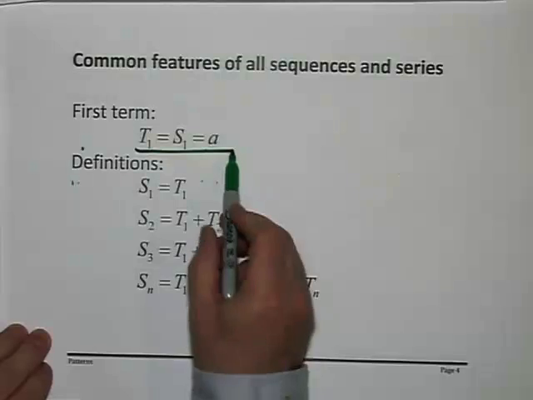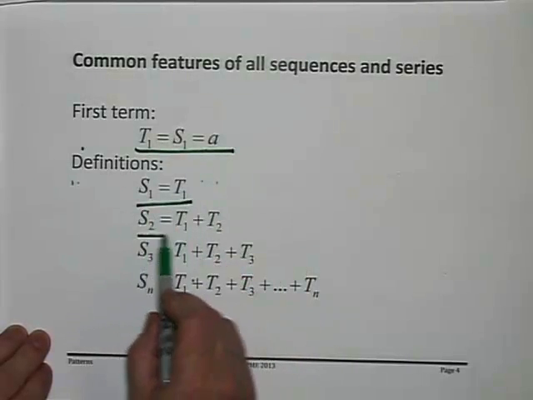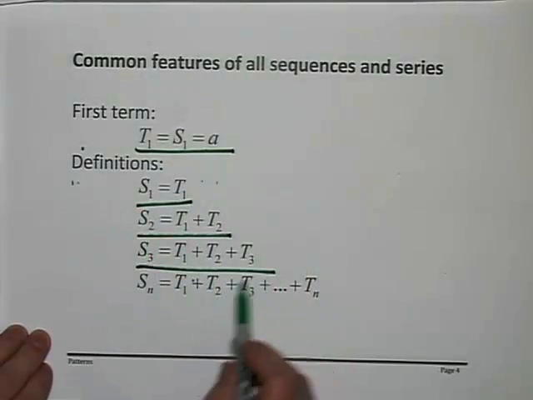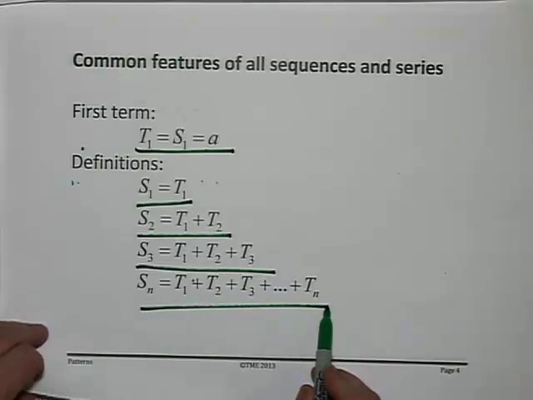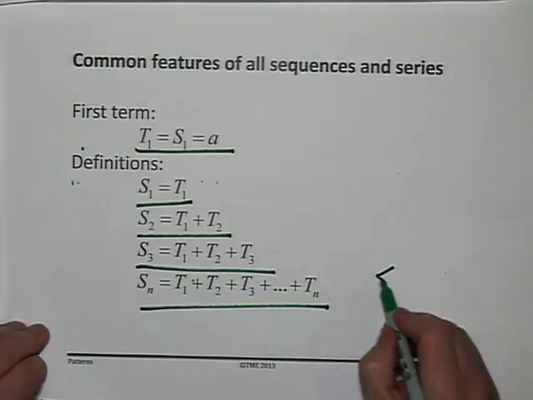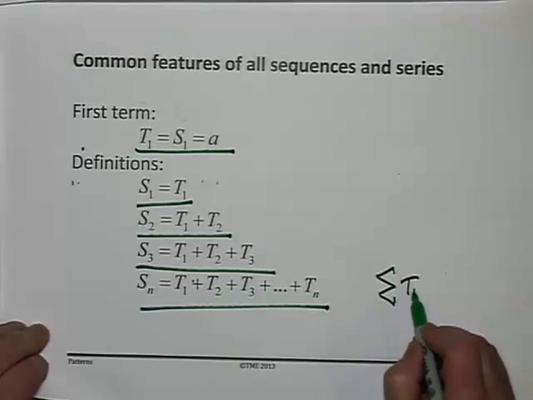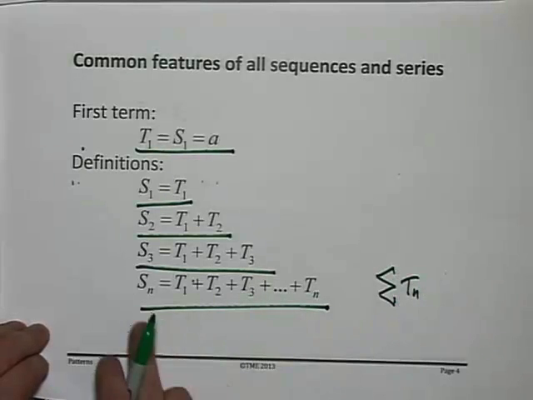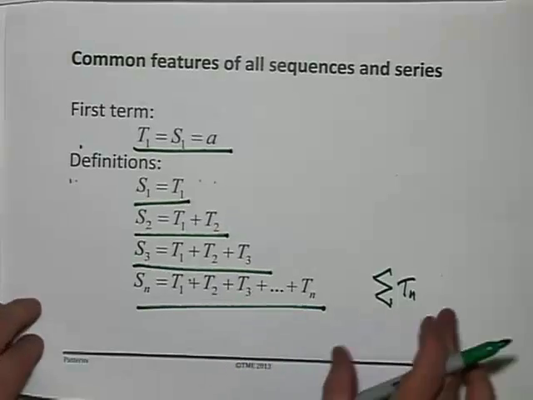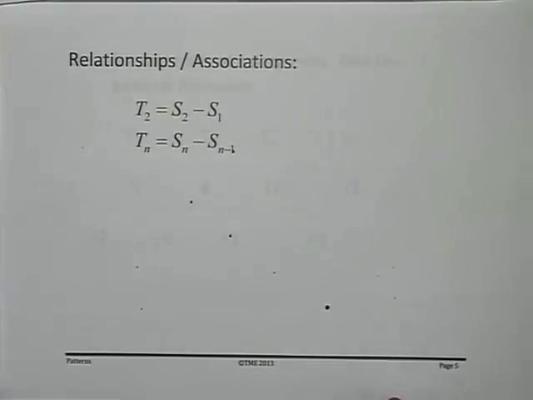The first term is T1, and S1 is A. S1 is T1, S2 is T1 plus T2, S3 is T1 plus T2 plus T3, and Sn is all the way to Tn. You might, in a different part of your course, have considered that this way, with the sigma, because it's the sum of all of them, if we were representing it like we might do in statistics.